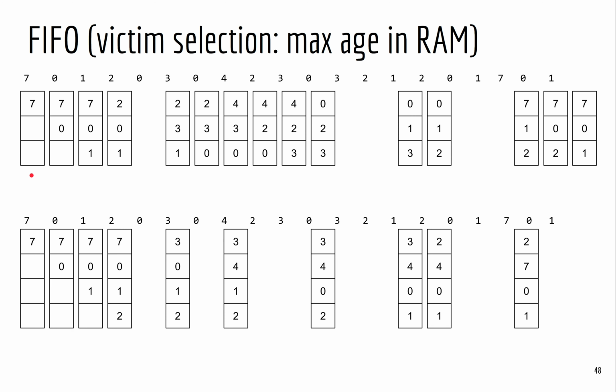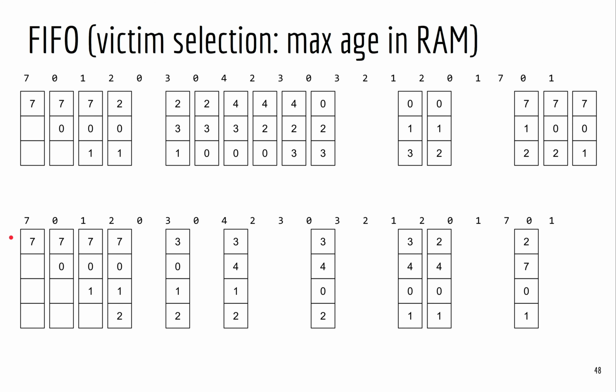So we have a page fault on the first references. We don't have a page fault here. We have page faults again. We don't have page faults here, and so on. So if you count the total number of page faults when the number of frames is only 3, we have 1, 2, 3, 4, 5, 6, 7, 8, 9, 10, 15 total page faults.